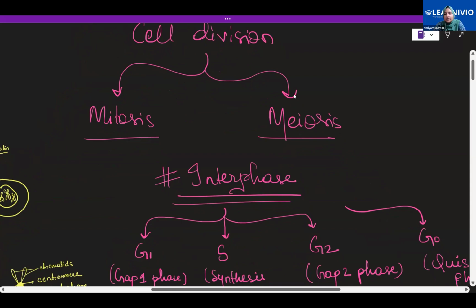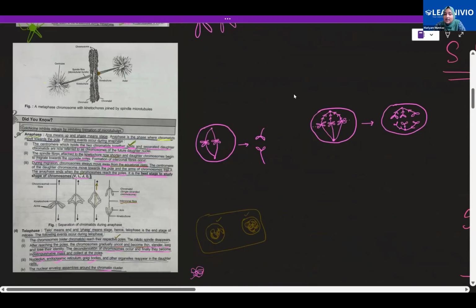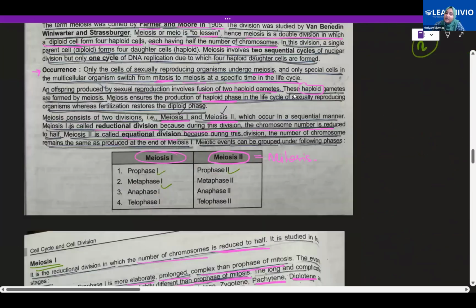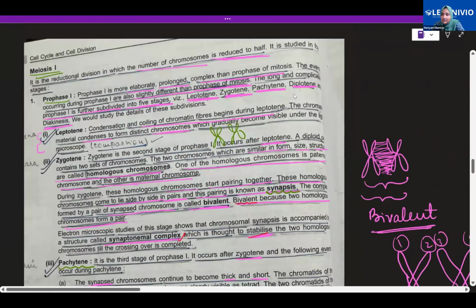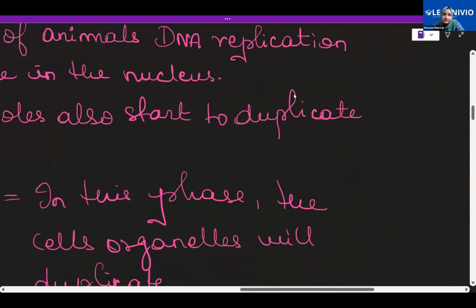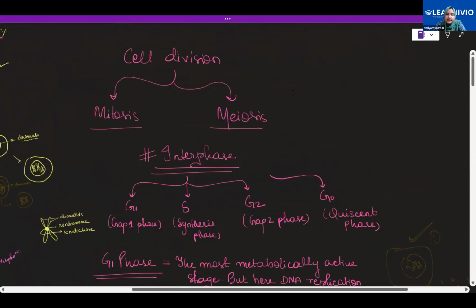So mitosis we are done with. Now, once you are familiar with mitosis, then only you can understand meiosis, because this has further multiple phases. So you have to be very keen observers over here. But before that, you people write down a little bit. Yes, now you people can write down.